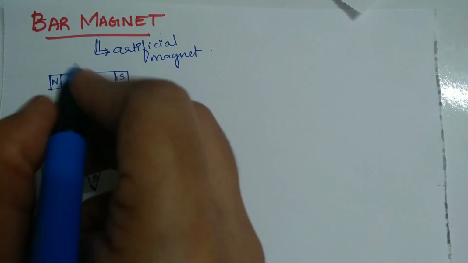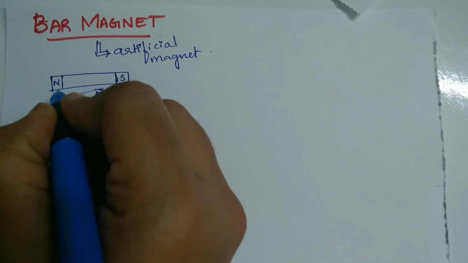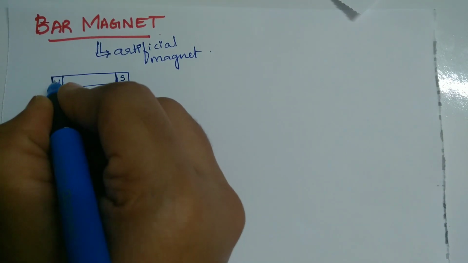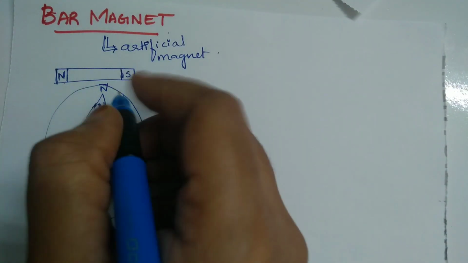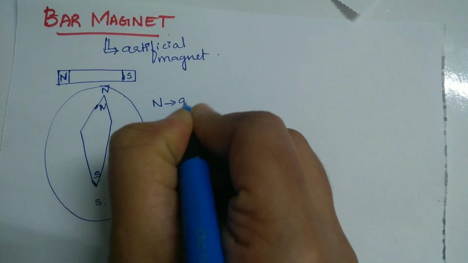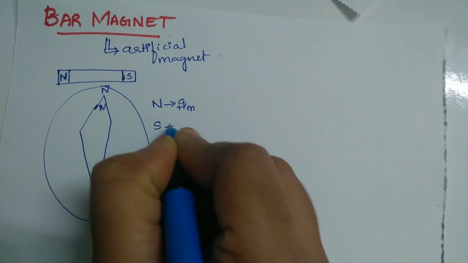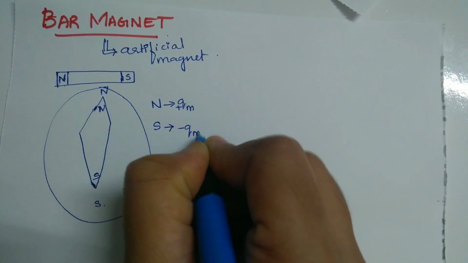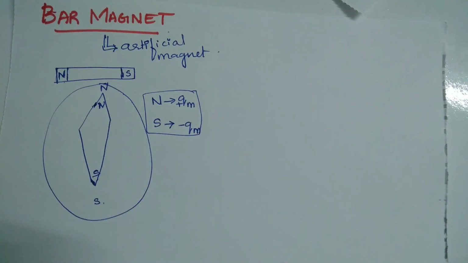Now these poles were given a certain amount of strength. The north pole, the positive one, had the pole strength of plus qm, and the south had strength of minus qm. This is similar to electric charges, as if there are positive and negative charges. A positive charge will have plus q and the negative charge will have minus q. Similarly here the north and south poles have the pole strength plus qm and minus qm.